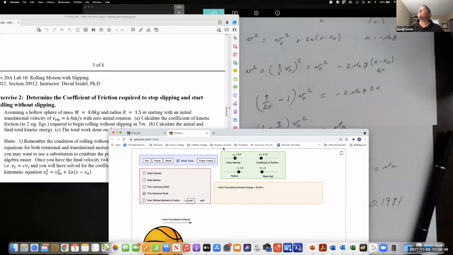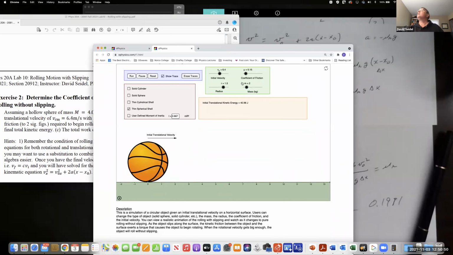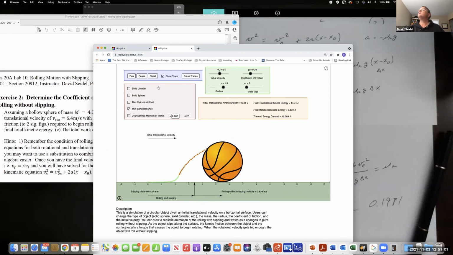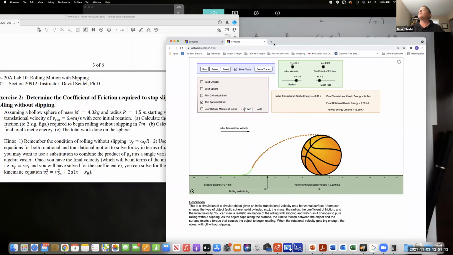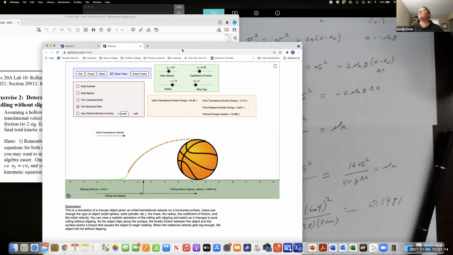That's the calculation we went through, recalculated. Now, for instance, if my coefficient of friction here is say 0.39, and I do run, well, it stops in much less than 7 meters. I asked you to find out what it takes to stop in 7 meters. That was the delta X that we put in there. Get the final equation.